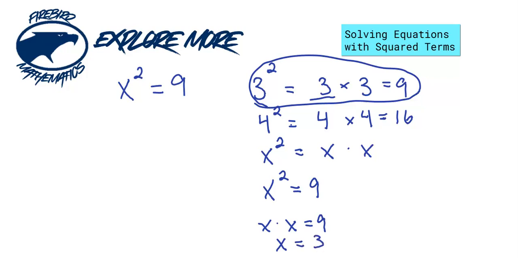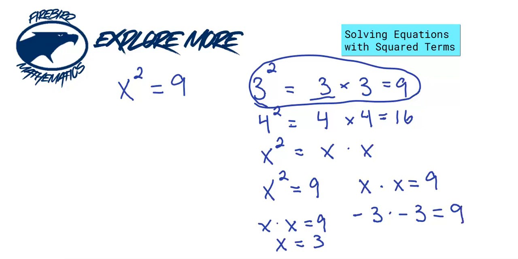Okay, and that's great. But there's actually a second answer that's going to work here. If you think about x squared equals 9, there's a second number that, when you multiply it by itself, could be equal to 9. What could that number be? Well, if we think about what we know about negative numbers, a negative times a negative gives us a positive number.